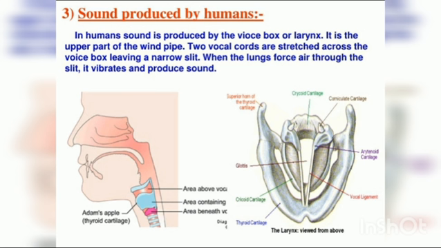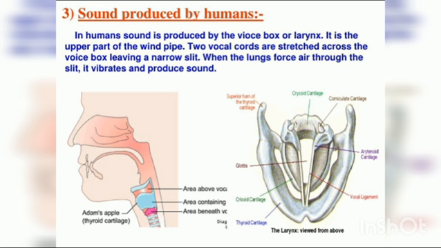When the lungs force air through the slit, through that space left between the two vocal cords, the vocal cords vibrate, producing some sound. Muscles attached to the vocal cords can make the cords tight or loose. So when the vocal cords are tight and thin, the quality of voice is different from when they are loose, and vice versa. So this is how the sound is produced.